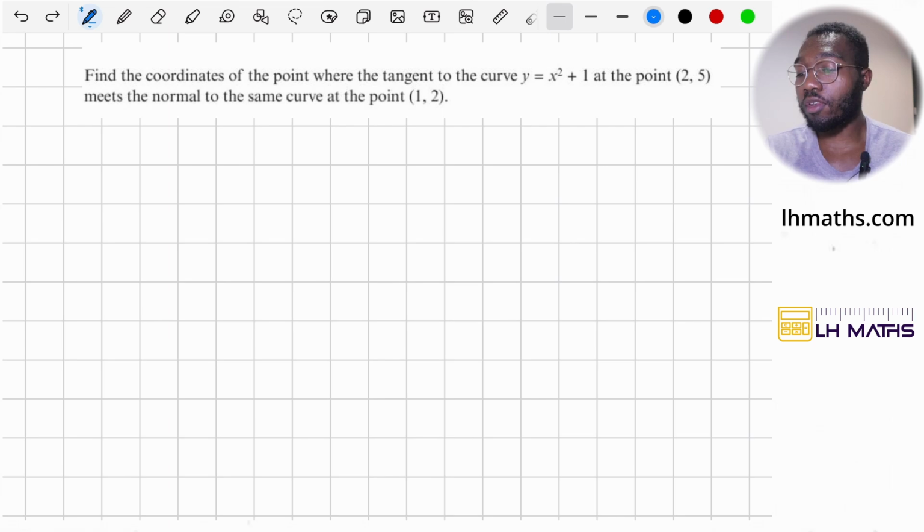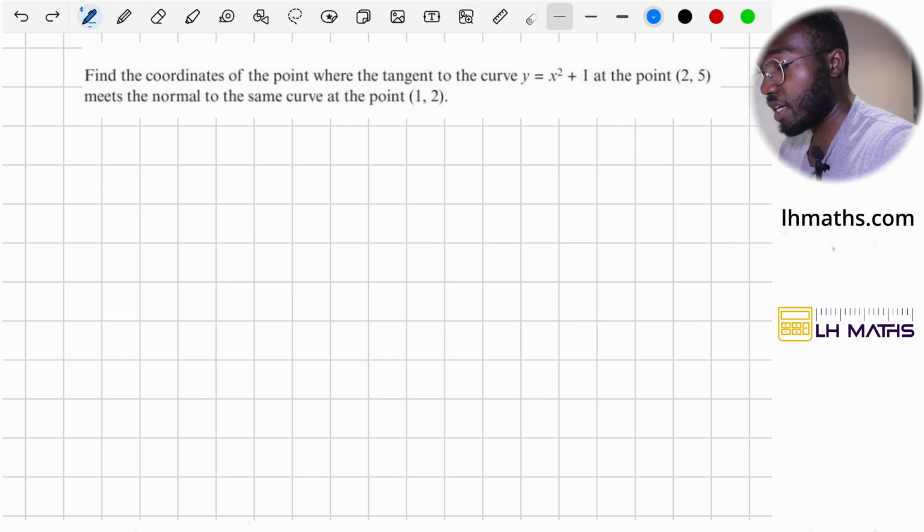So there's a lot going on in this question. It can be kind of confusing, but effectively we have to find the equation of the tangent, and then find the equation of the normal. Once we find both equations, we need to equate them, because both of them intersect at another point, and we need to figure out what that point is. So first, let's work out the equation of the tangent.